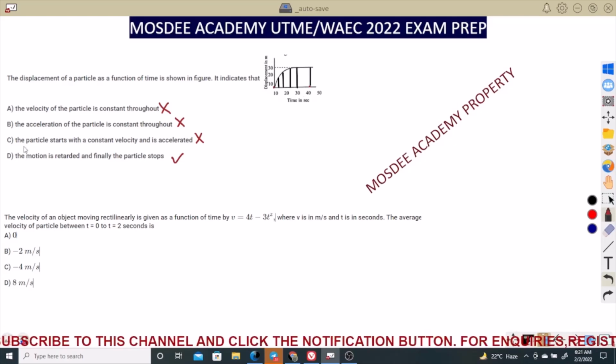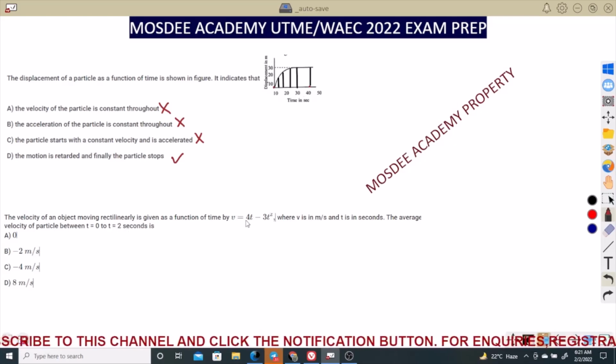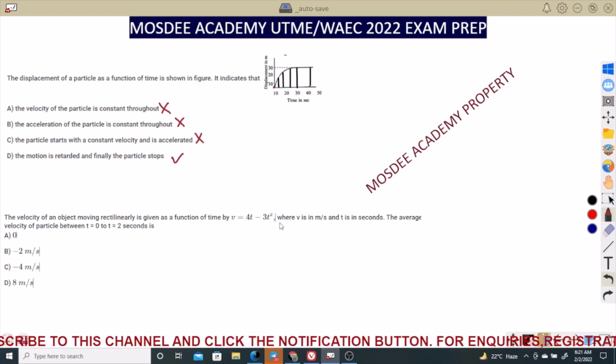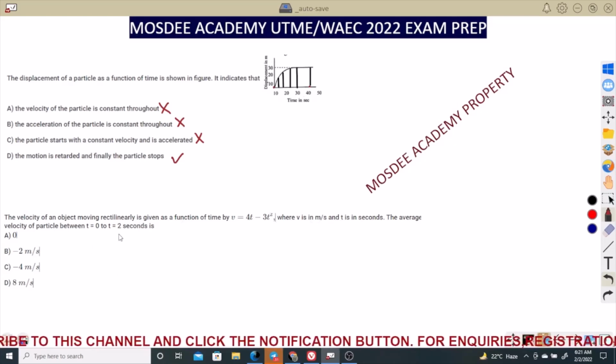Now, the next, guys: the velocity of an object moving rectilinearly, that is on a straight line, is given as a function of time as v equals 40 minus 3t squared, where v is in meters per second and t is in seconds. The average velocity of the particle between time t equals 0 and time t equals 2 seconds is what? Like I tell you, we are doing linear motion. I don't expect us to have any issues with getting the answer.